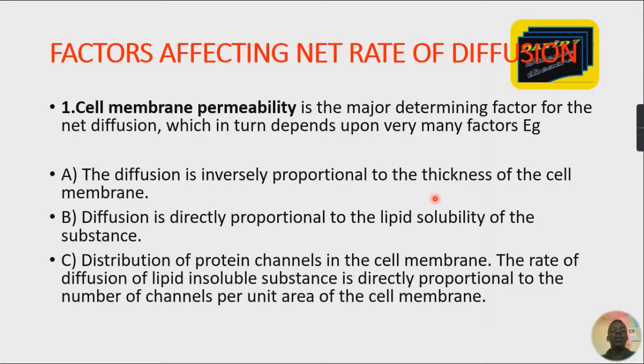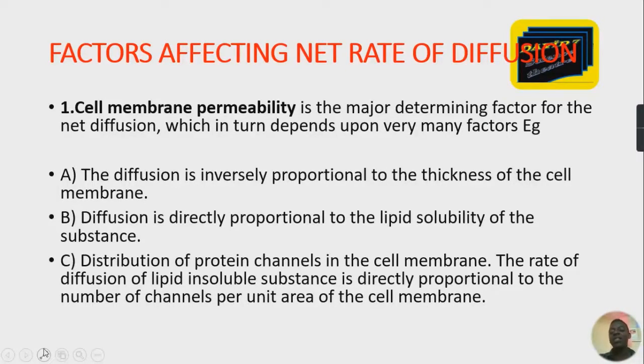The third point is about the distribution of protein channels in the cell membrane. The rate of diffusion of lipid-insoluble substances is directly proportional to the number of channels per unit area of the cell membrane. So if the molecule cannot dissolve in lipids, its diffusion will depend on protein channels, which means if the number is low, the rate of diffusion will also be low, per unit area of the cell membrane.